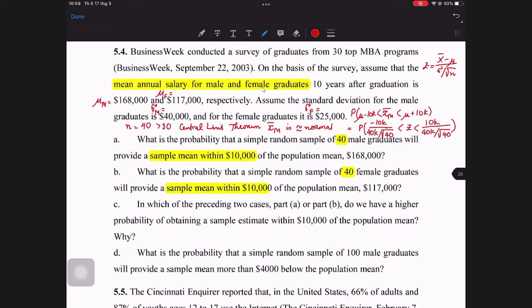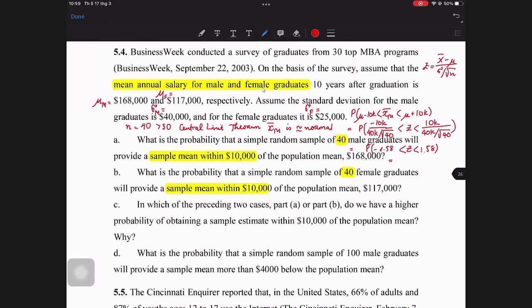Okay. So from this, you can find P of Z between these two values. So it should be minus 1.58 and 1.58. And then you can just find the probability here. We have this value here equal to 0.8858.